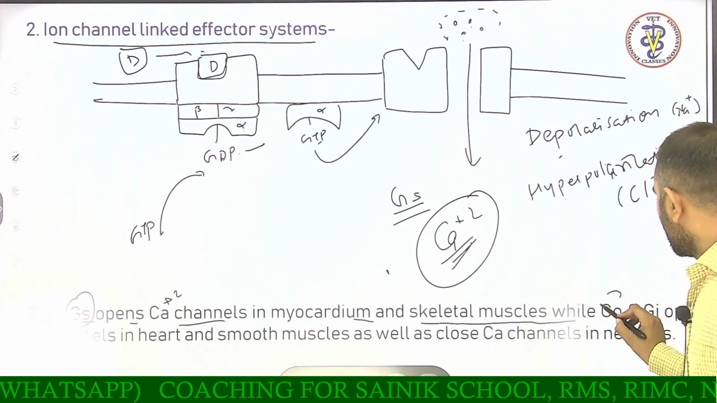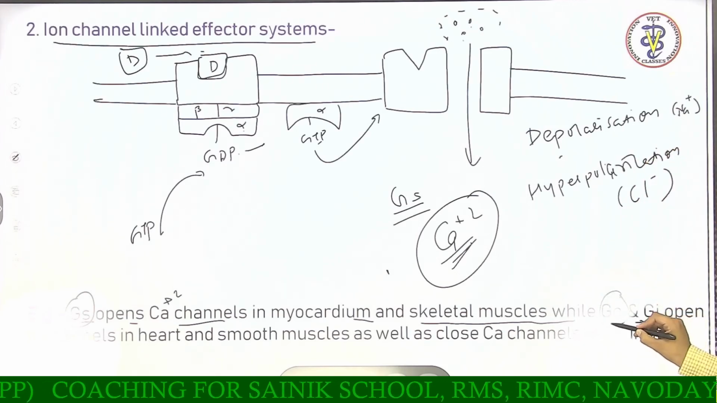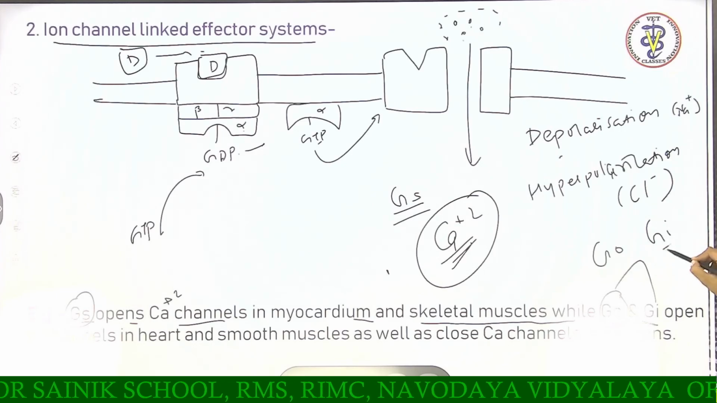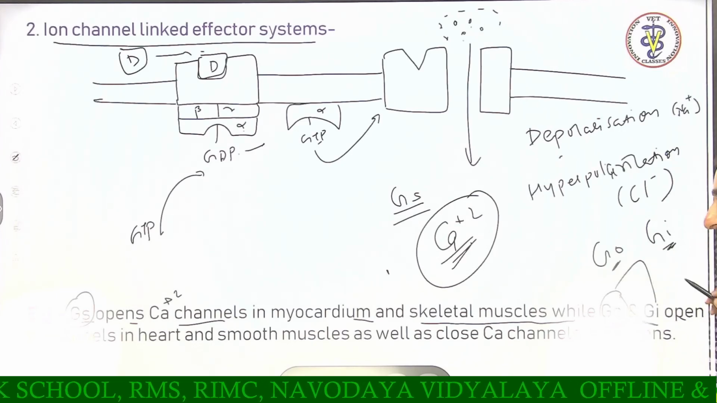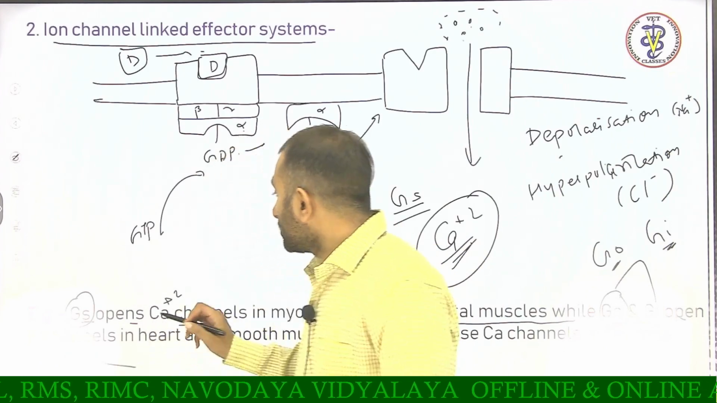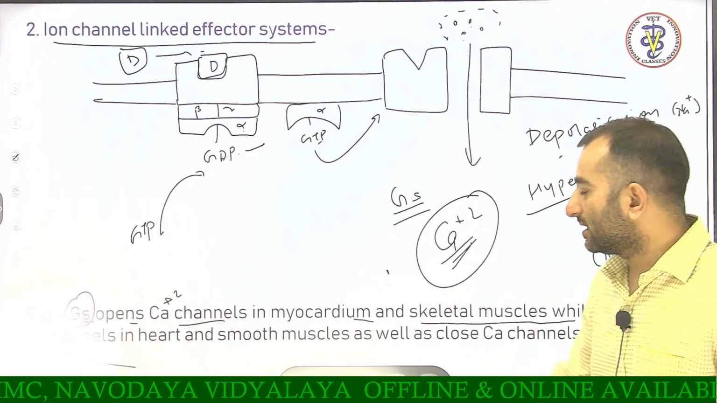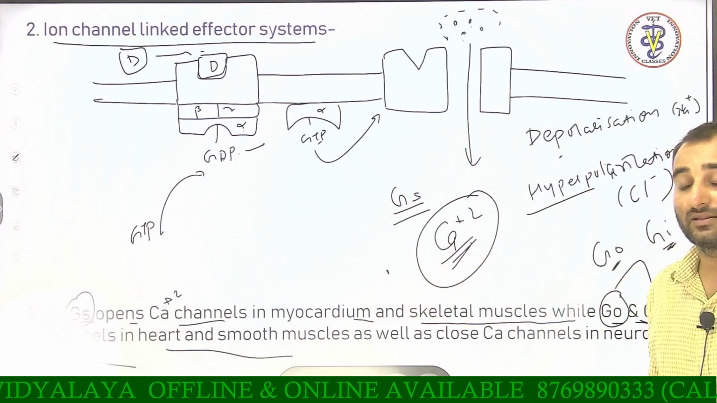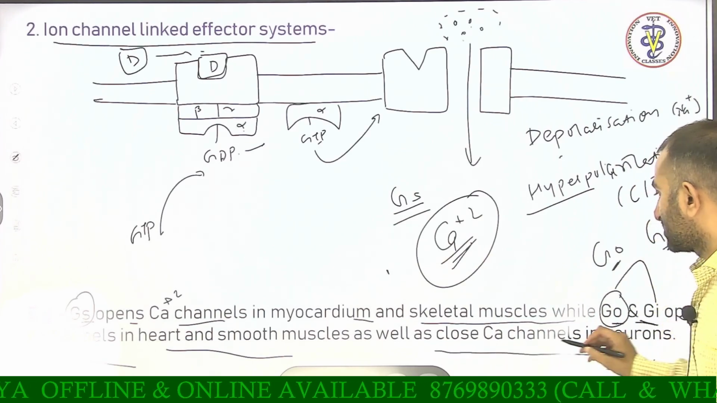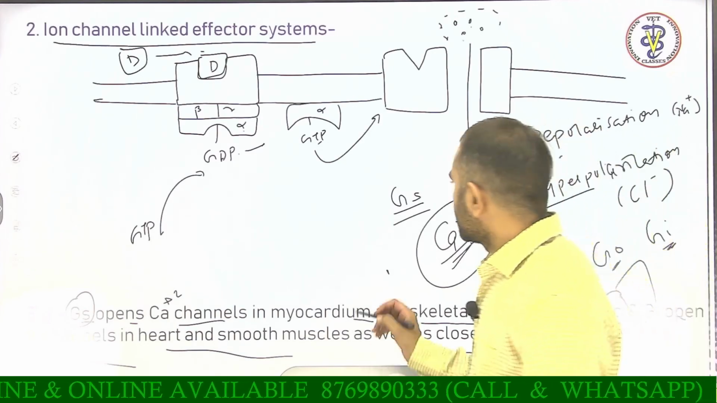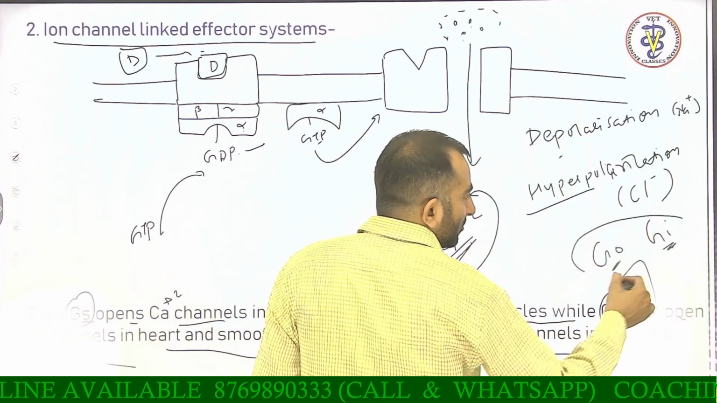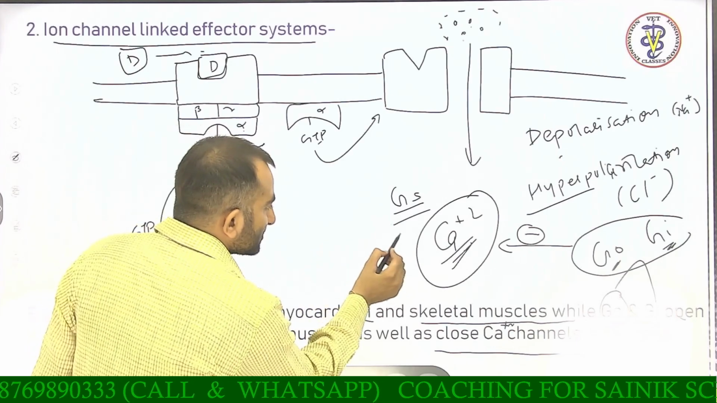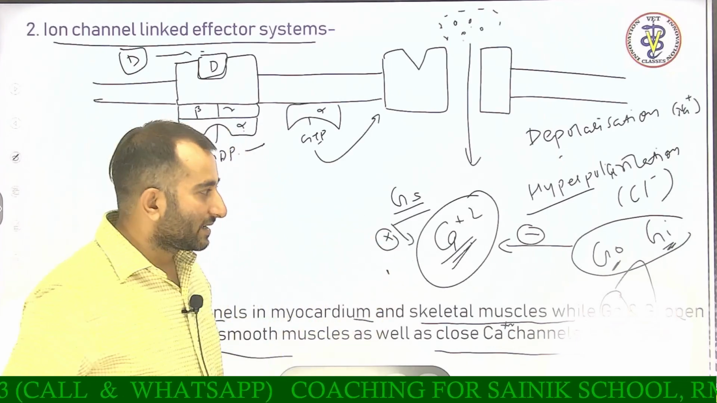And if G naught or GI, G inhibitory or G naught protein are involved, as G inhibitory produces the negative effect, it will open the potassium channel, which also causes hyperpolarization in the heart and smooth muscles. So it will decrease the contraction of heart and the smooth muscles, as well as close calcium channel in the neuron. Means if G naught and G inhibitory protein are involved, that will close the channel for the calcium, while GS opens the channels for the calcium.